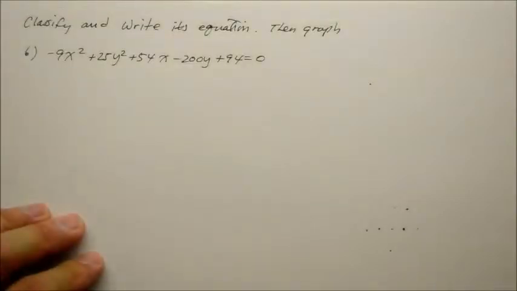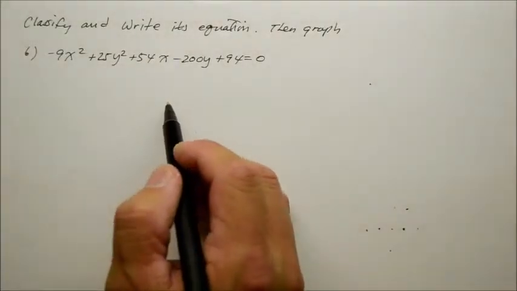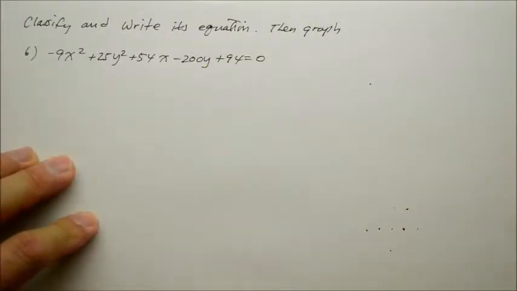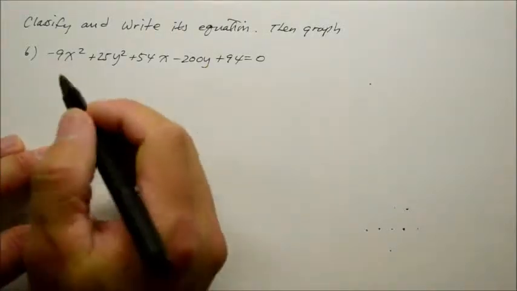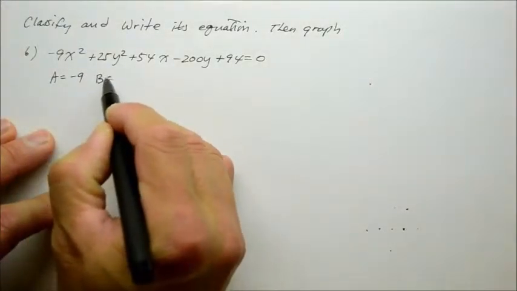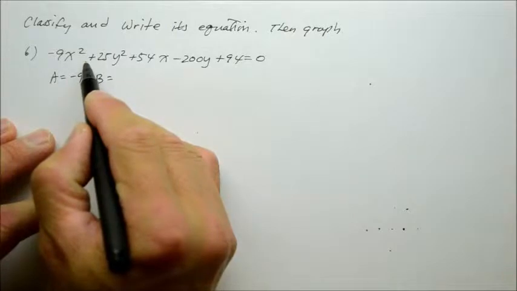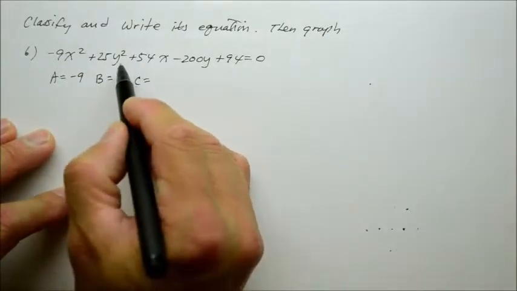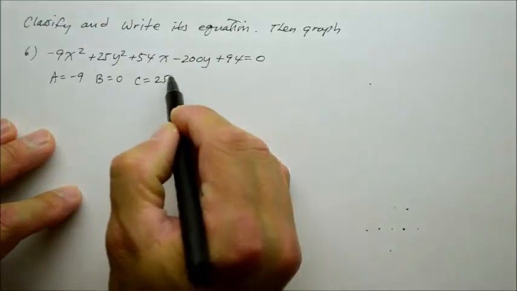Okay. Now, I hope you were not overwhelmed by this huge number. But once again, we have to identify the A and the B and the C. So A is -9. B, it isn't there. The one with the X and Y term. So it's a 0. And the C is the coefficient from the Y squared, so that's 25.